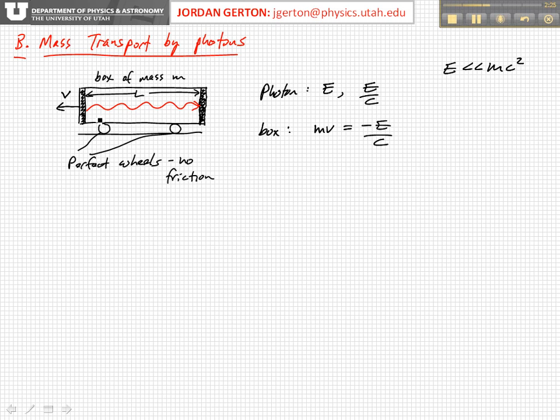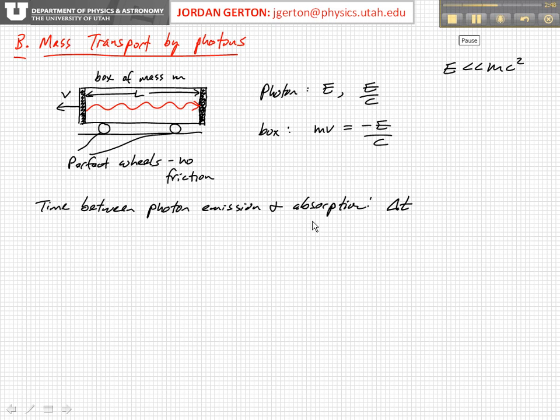And then when the photon is absorbed, it must stop. The box will acquire a momentum kick in the opposite direction of the same magnitude, which brings the box to a stop.